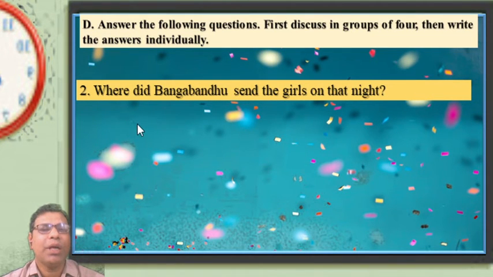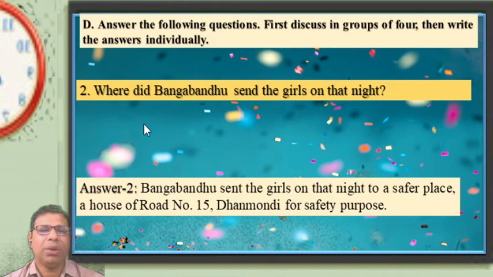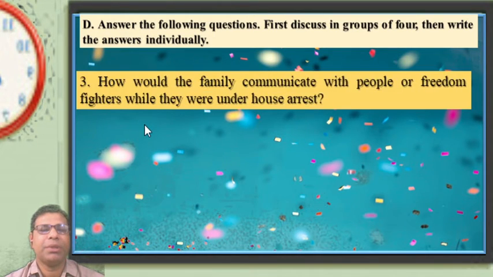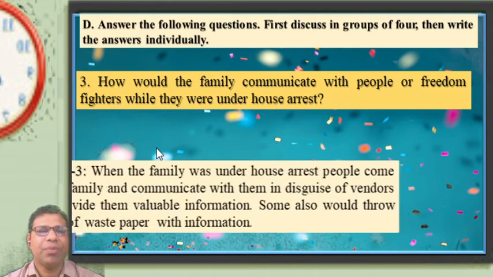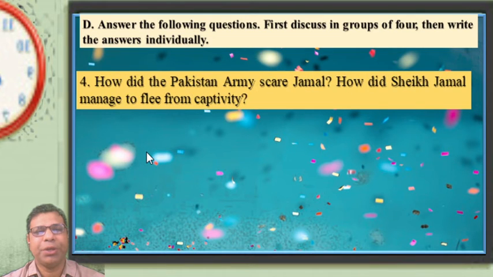Second question, where did Bangabandhu send the girls on that night? Bangabandhu sent the girls on that night to a safer place, a house of road number 15, Dhanmondi, for safety purposes. Question number 3, how would the family communicate with people or freedom fighters while they were under house arrest? When the family was under house arrest, people came to his family and communicated with them in disguise of bandits and provided them valuable information. Some would also throw pieces of waste paper with information.